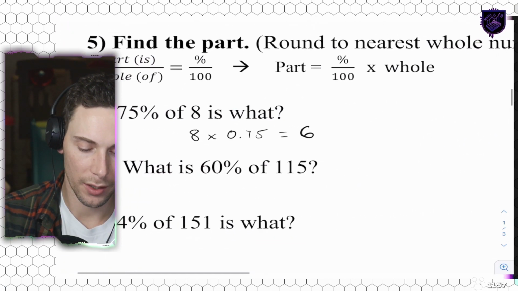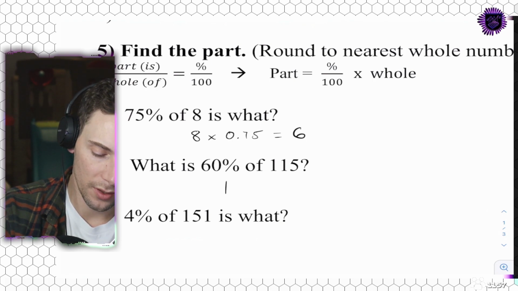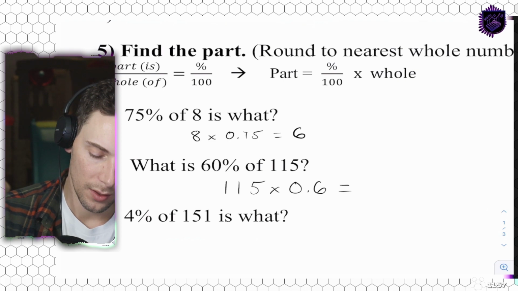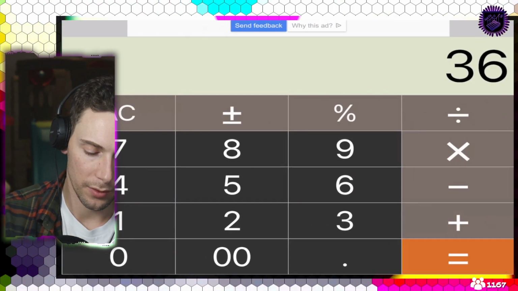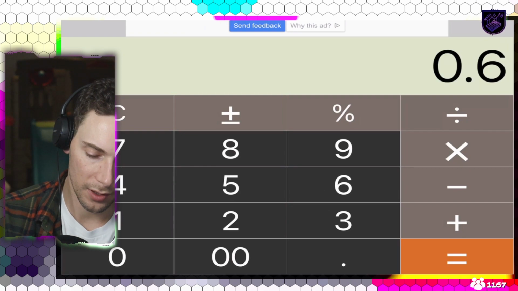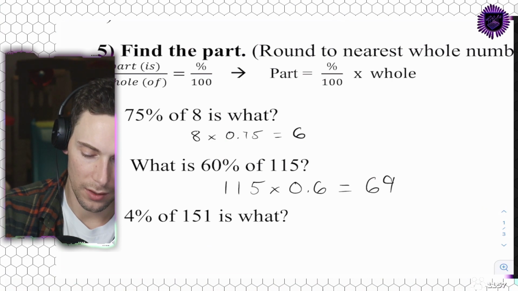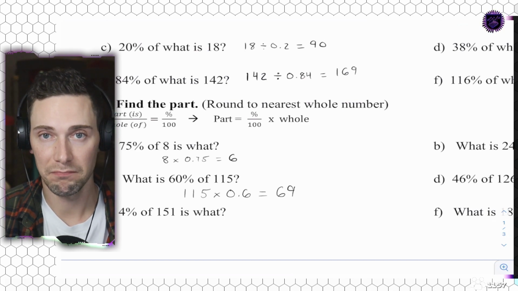60% of 115. What is 60% of 115? So 115 times 0.6. What does that equal? What am I doing here? 115 times 0.6 equals 69. 60% of 115 is 69. Okay.